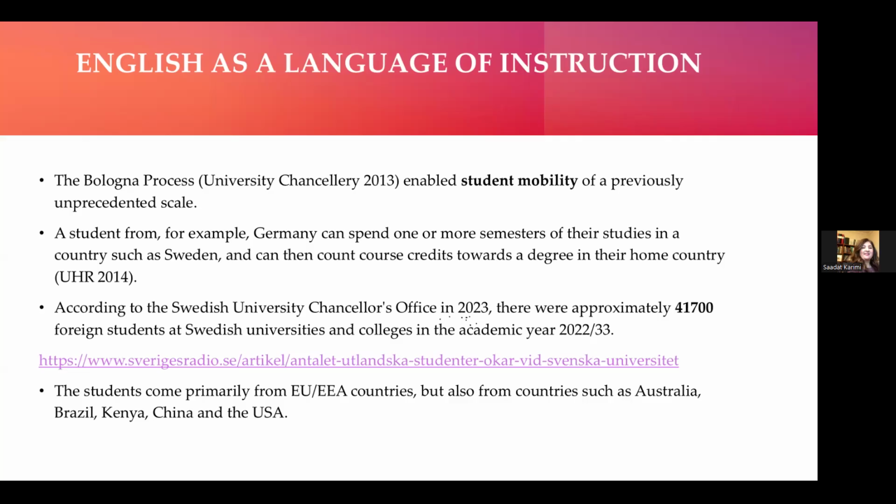According to the Swedish University Chancellor's Office in 2023, there were approximately 41,700 foreign students at Swedish universities and colleges in the academic year 22-23. The students come primarily from EU and EEA countries, but also from countries such as Australia, Brazil, Kenya, China, and the USA.